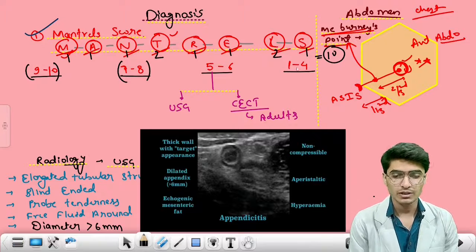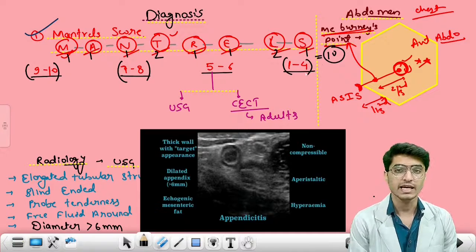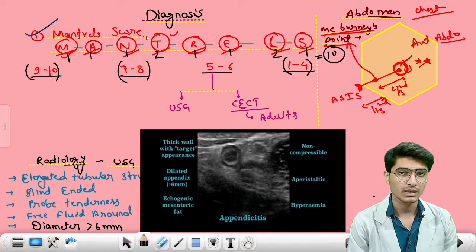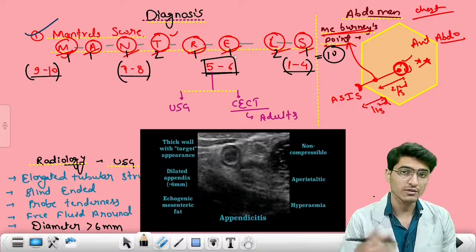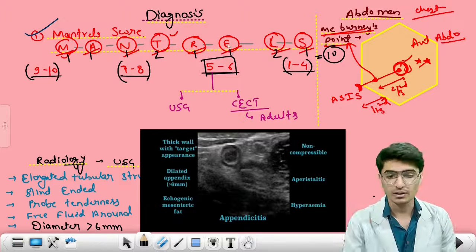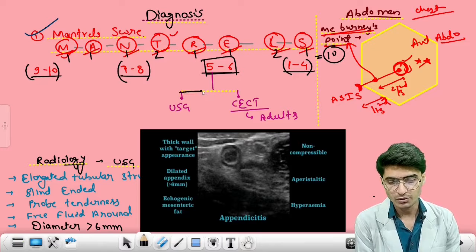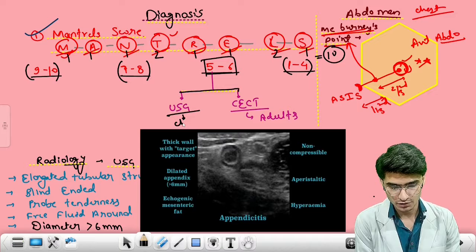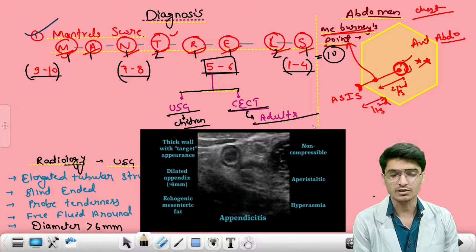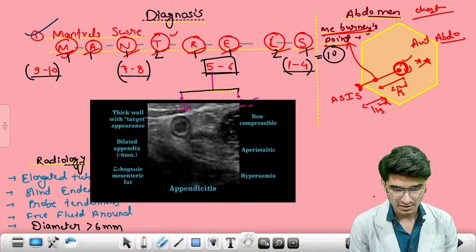If the score is 1 to 4, the diagnosis is not likely with respect to acute appendicitis. If the score is 5 to 6, the result is equivocal. It can be there, it cannot be there. That's why for confirmation, we need to go for radiological findings. It can be USG in the case of children, and CECT in the case of adults. So guys, let us magnify this area.